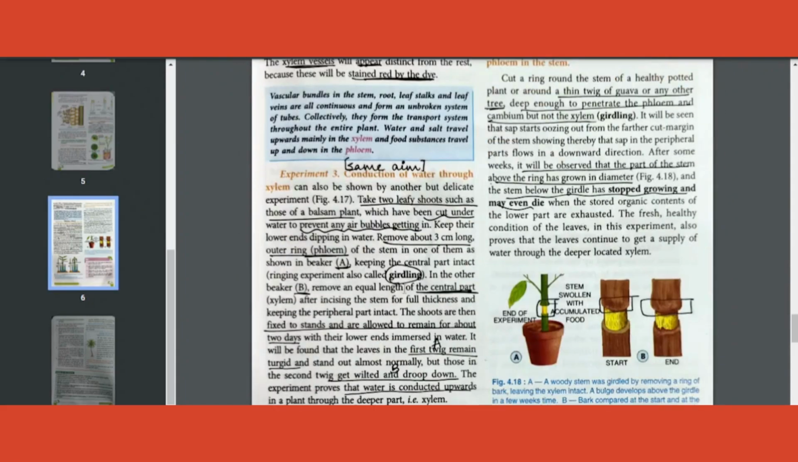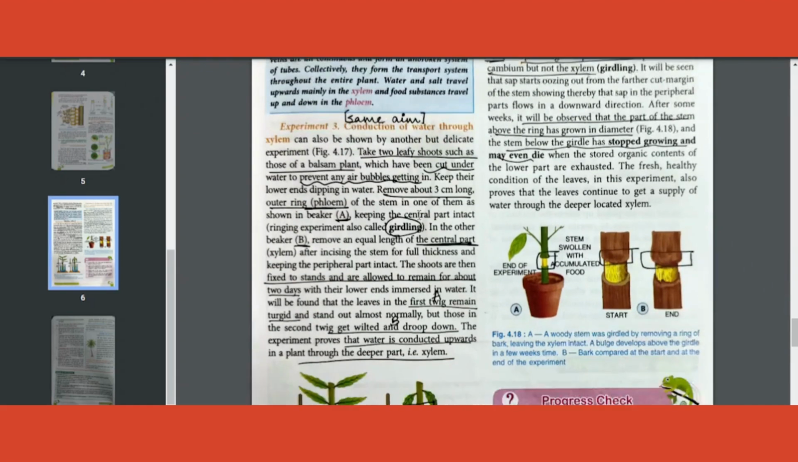One more experiment is there. The aim remains the same, that is, conduction of water through xylem. We are again proving it in this experiment, though we are using a different method.